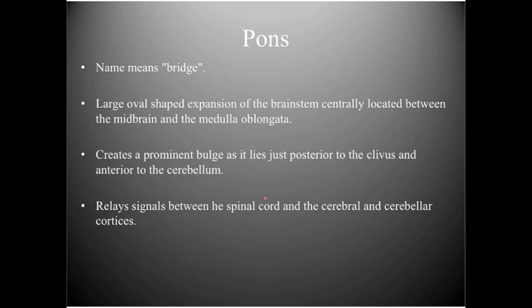So that brings us to the pons. Its name means bridge, and it's a large oval-shaped expansion of the brainstem centrally located between midbrain and the medulla oblongata. It creates a prominent bulge as it lies posterior to the clivus and anterior to the cerebellum. And it relays signals between the spinal cord and the cerebral and cerebellar cortices.